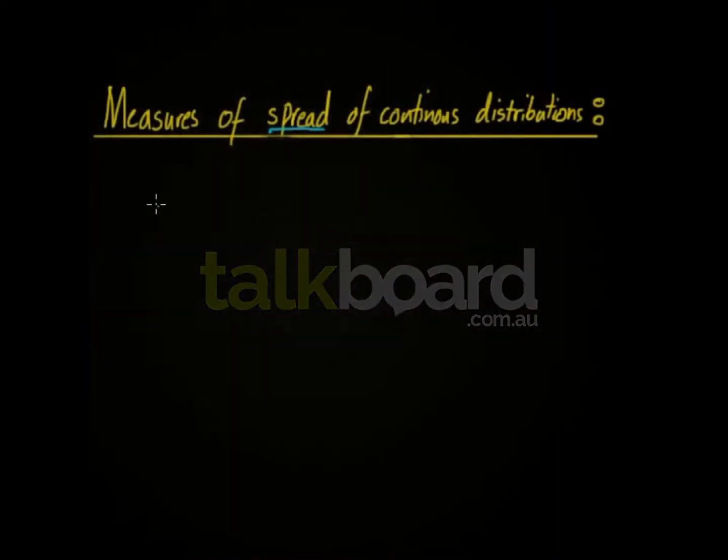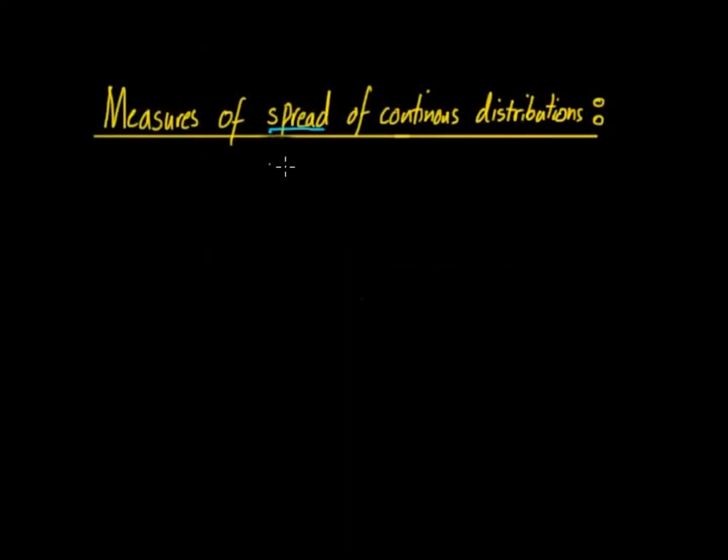In this video, we'll be looking at the measures of spread of continuous distributions. So the spread refers to the variance and the standard deviation. Now we know how to calculate these for discrete distributions. We've previously calculated them before.